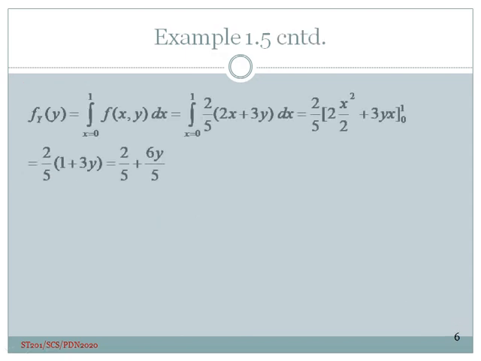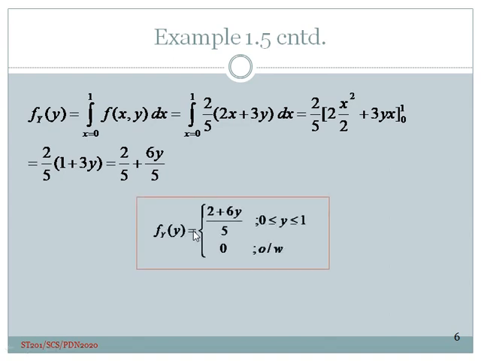Now we do the calculation for y. The marginal distribution of y can be obtained by integrating the joint PDF over the other variable, which is x. Since the support of x is from 0 to 1, we do the integration x from 0 to 1. And the answer will be 2 over 5 plus 6y over 5. Again, the support of y is from 0 to 1.